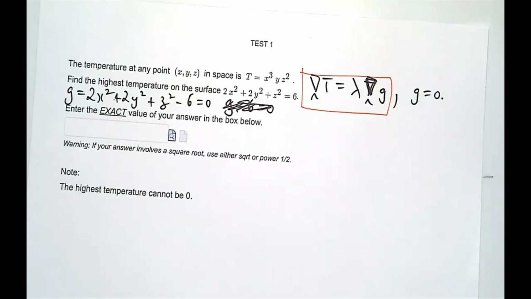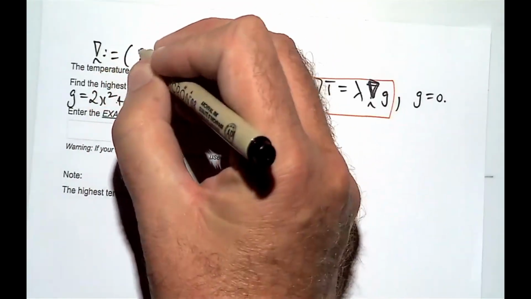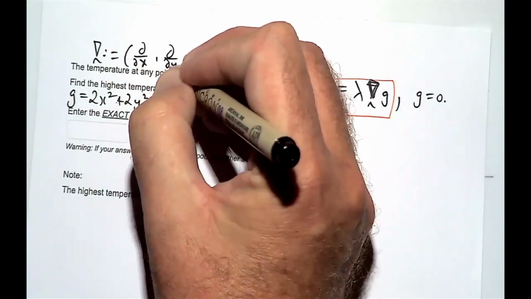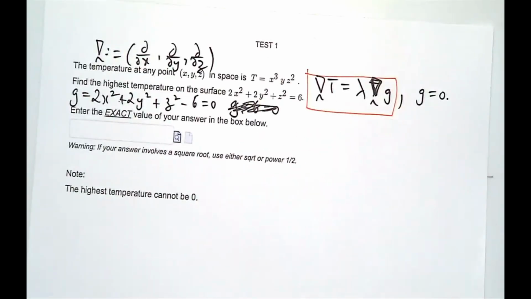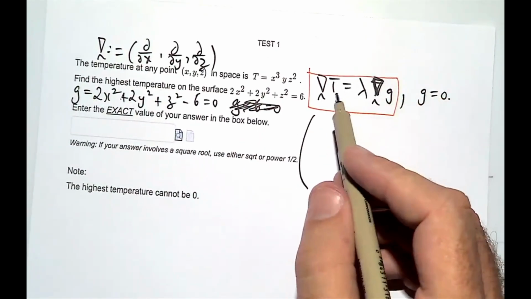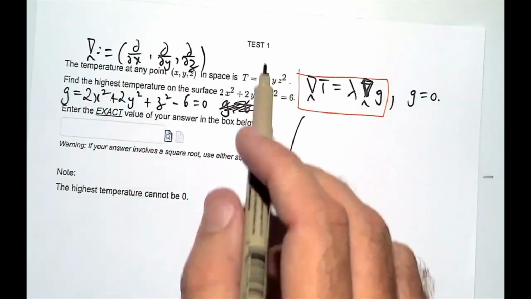They basically say at the points of interest that the normal vector, the two vectors grad t and grad g are parallel. Okay. So how did I do it? Well, let's do the differentiation. So remember, the del operator is just defined like this, and you apply it to t, so you're going to get something like this. On the left-hand side, it's going to be dt dx, and then dt dy, dt dz, and there's your function.